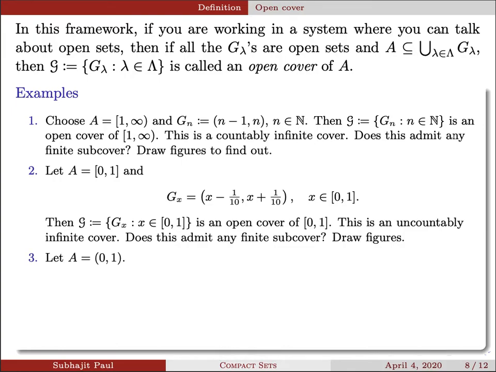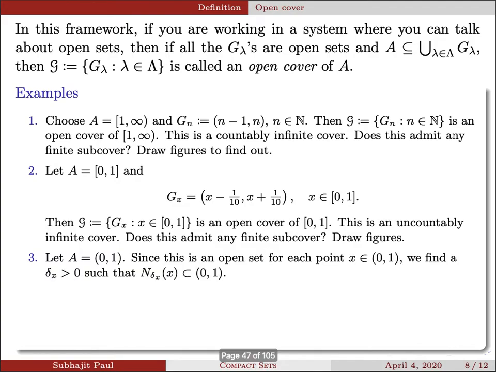Next example. Let A be the open interval (0, 1). Since this open interval is an open set, for each point x in (0, 1) we find a delta x such that the delta x neighborhood of x will be inside (0, 1). Because (0, 1) is an open set, x must be an interior point, so there is a neighborhood of x entirely inside the set. This happens for every point x inside the open interval (0, 1).